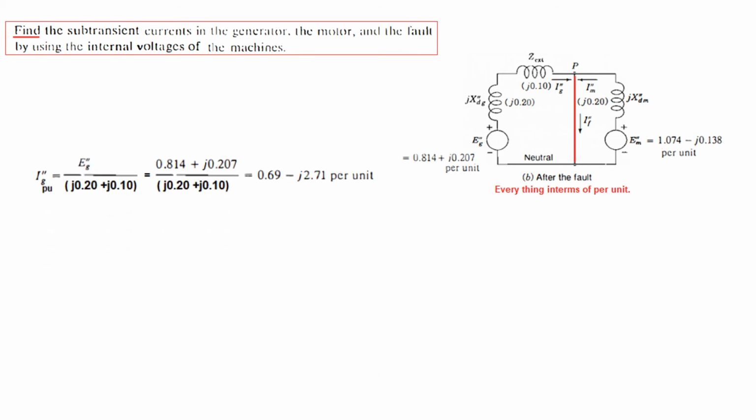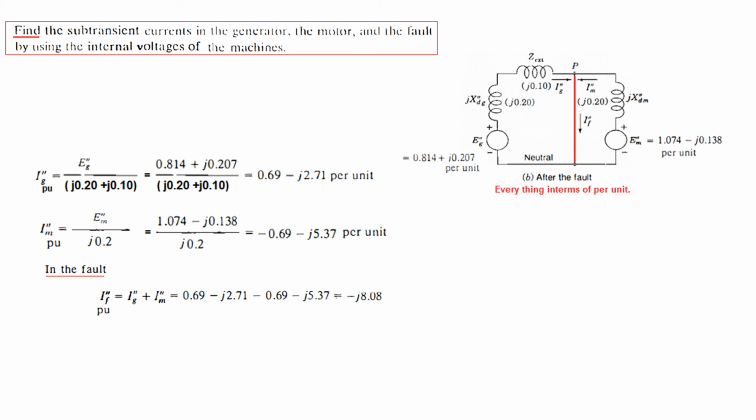So I generator, IG, which is this current, now we can find from the total voltage, the generator voltage, divided by the total impedance. So total impedance is sum of these two. So this is the IG double dash, or the generator subtransient current. Similarly, we find the motor current, EM divided by, this is the only impedance. So the motor subtransient current, and sum of these two will give us the fault current. So we just add. So this is how we calculate the fault current.